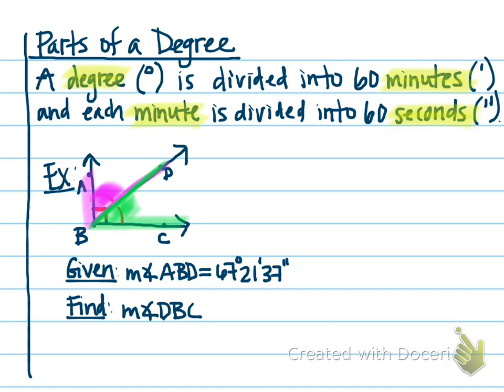We're going to start off with 90 degrees, and we're going to subtract the 67 degrees, 21 minutes, and 37 seconds. Now the problem with this is that we can't subtract something in degrees, minutes, and seconds from something in degrees. They don't have like units. So what we're going to have to do is rewrite this 90 degrees in another way.